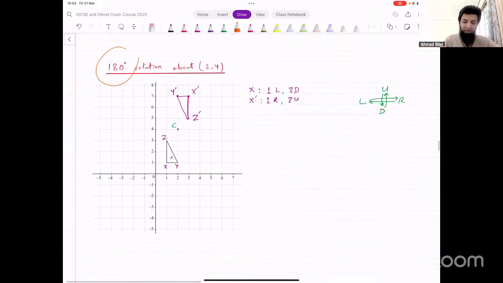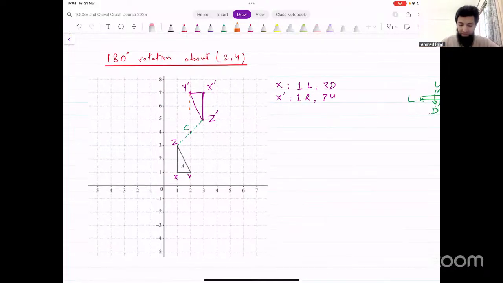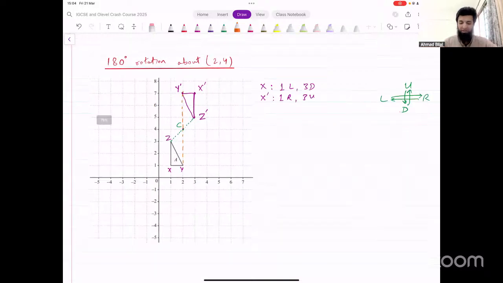Also 180 degrees rotation, that's easier because you just invert the diagram about the center of rotation. So whatever is the distance of z on this side, it becomes the same distance on the other side like this. Whatever is the distance of y from the center of rotation, it becomes the same distance on the other side. And similarly for x, that's what we did.